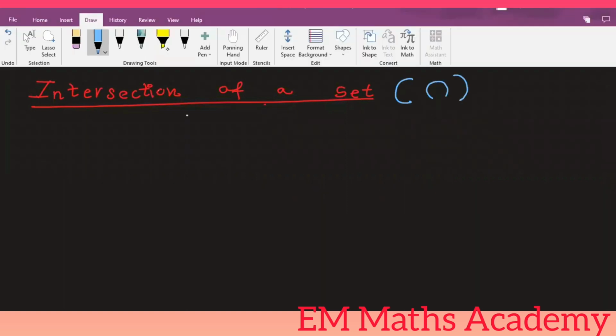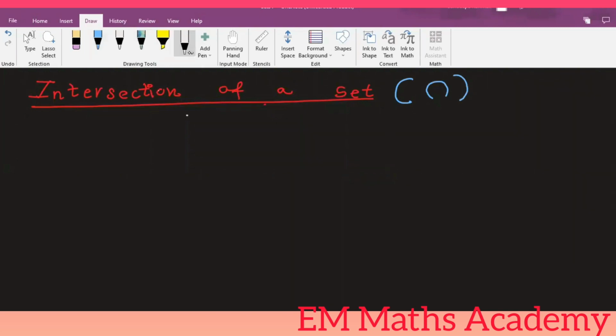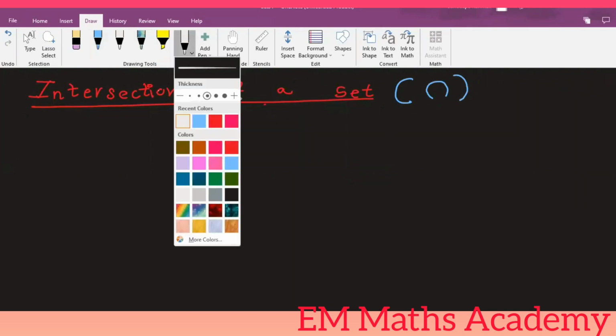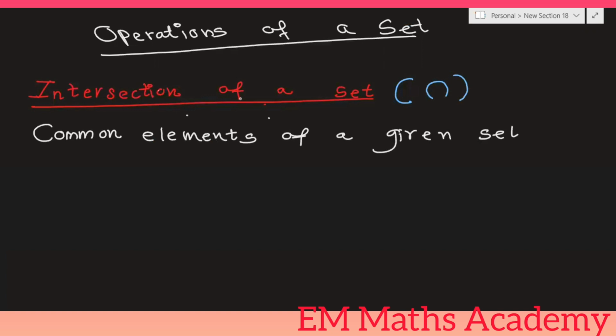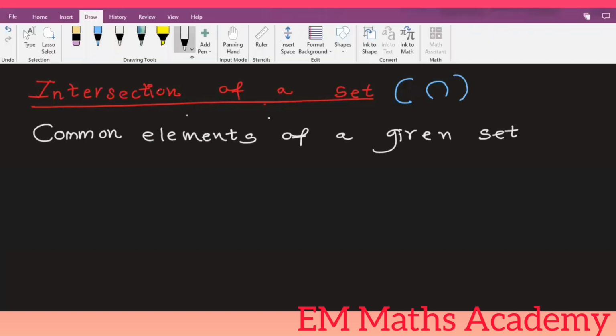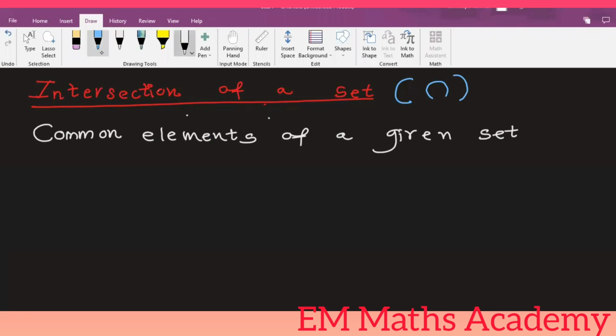When it says intersection of a set, what do we do? Then we choose the common elements. You have to remember the word common. Common elements of given sets. You have to identify, or detect, the common elements.